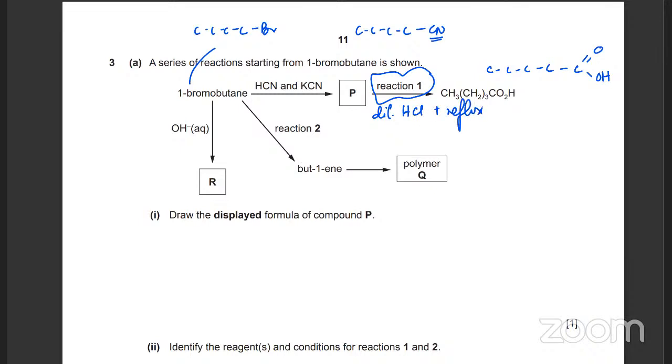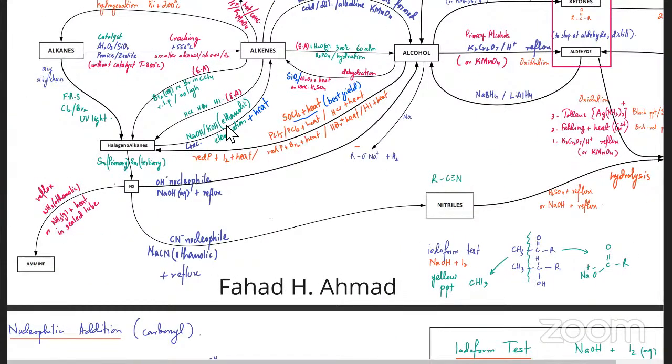So that's how you replace the Br with CN, and then the CN gets hydrolyzed, water gets added and turns into a carboxylic acid. Then the same halogenoalkane will also turn into an alkene. How does that happen? It happens when you have NaOH or KOH ethanolic and you heat it.